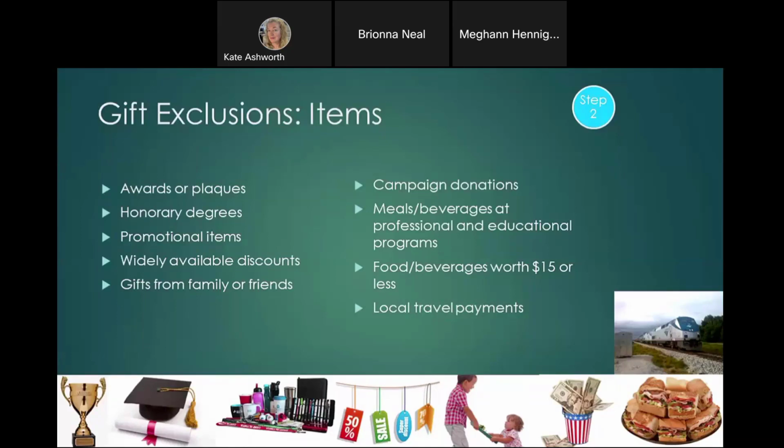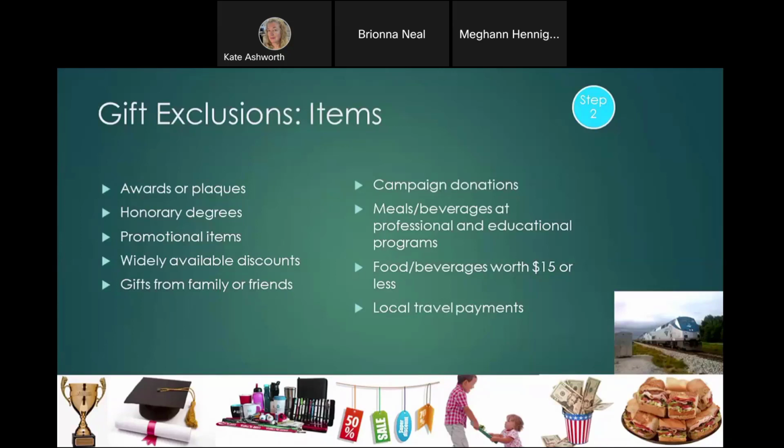Meals and beverages at professional and educational programs. Professional and educational programs are also defined terms in the regulations. So if an officer or employee has a question and says, hey, I'm going to this session offered by IBM and they are talking about a new product, well, that may or may not be okay for them to go to and take the meal and beverages. The definitions are really trying to get you to make sure you're not sending your employees to a sales pitch. Food or beverages worth $15 or less, and local travel payments.